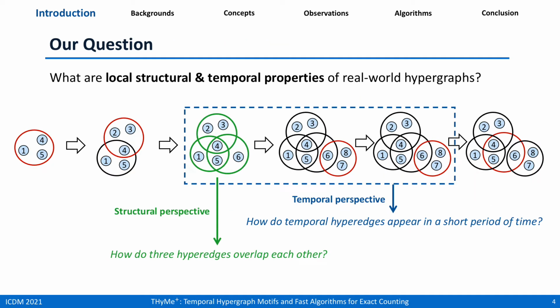In this work, we propose tools for answering a fundamental question for mining temporal hypergraphs. What are local structural and temporal properties of real-world hypergraphs? In structural aspect, we observe how a sequence of three temporal hyperedges overlap each other. And in temporal aspect, we investigate how temporal hyperedges appear within a short period of time.